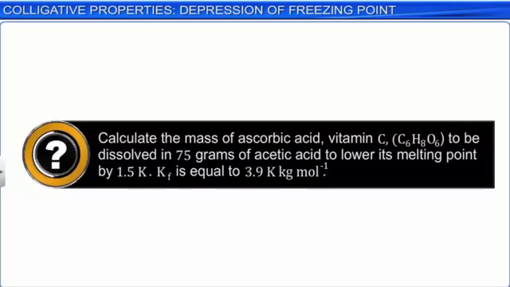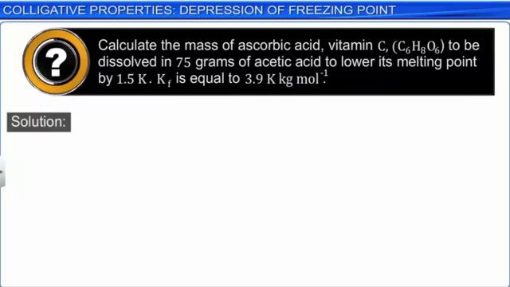Calculate the mass of ascorbic acid, vitamin C, C6H8O6, to be dissolved in 75 grams of acetic acid to lower its melting point by 1.5 Kelvin. Kf is equal to 3.9 Kelvin kg per mole.